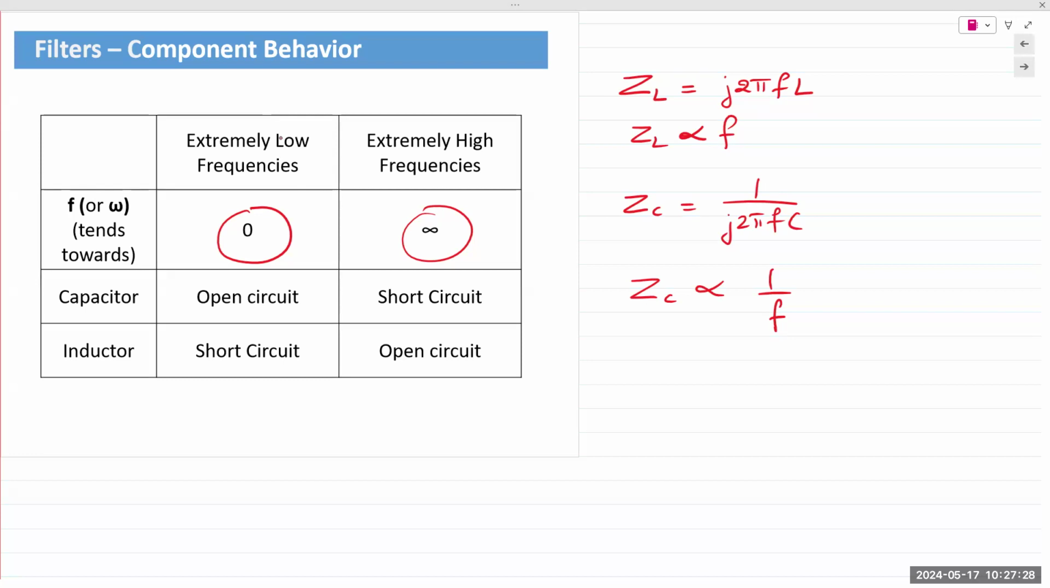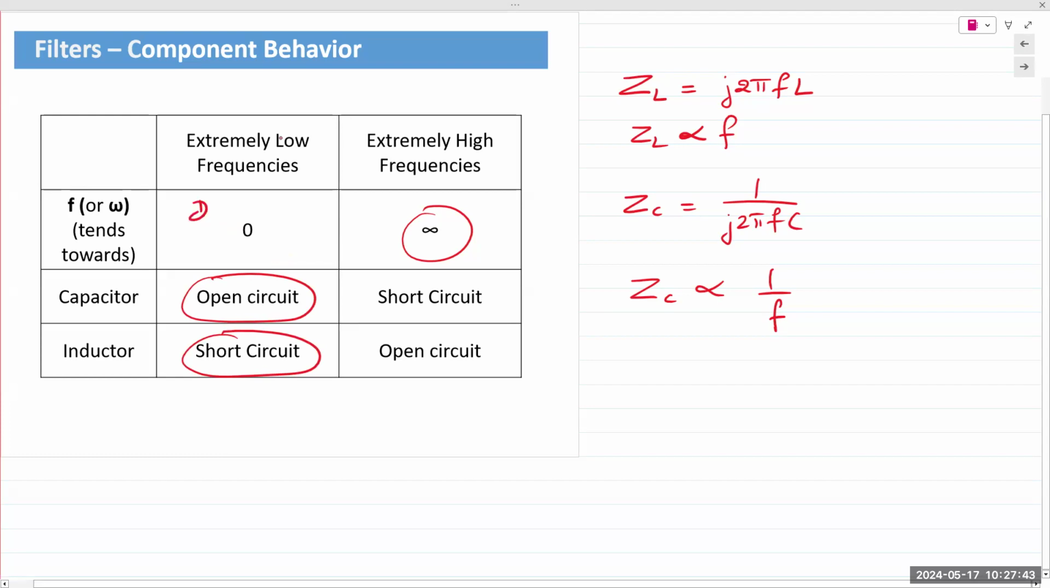And we know this from chapter 3. Remember, DC steady state: capacitor is open, inductor is short. Zero frequency means DC steady state. Okay. So based on this handy dandy table, we can analyze any circuit.